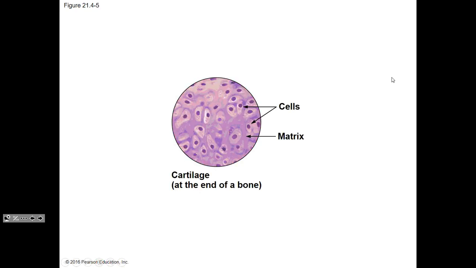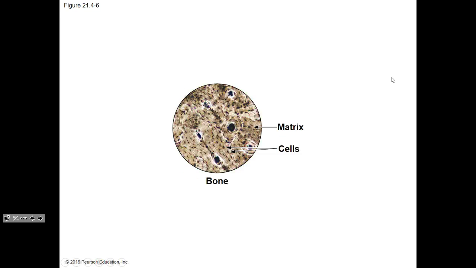And cartilage, so this says at the end of a bone. That's not always at the end of the bone. Our ears are also cartilage, like I mentioned. And bone. So look how tightly packed our bone connective tissue is.